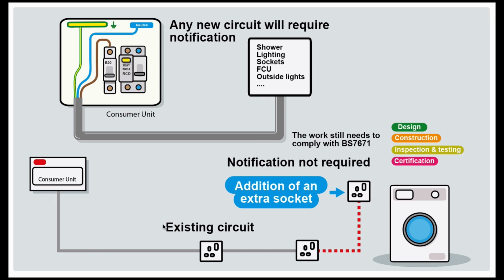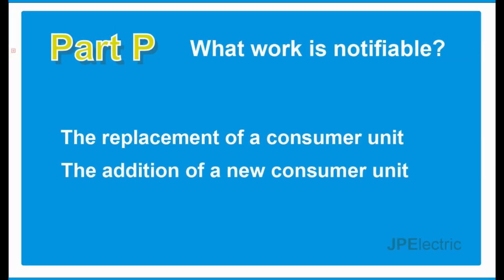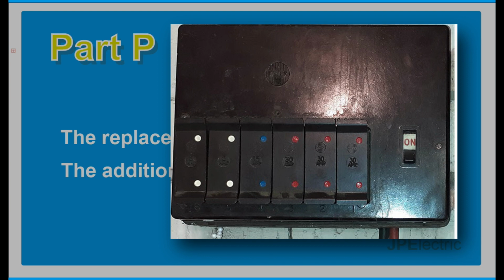For example, we had this circuit already installed. We wanted to run another socket so we could power this washing machine. This additional socket would not need to be notified, but you've still got to work to BS7671, so you've got to follow all the design guides. Can the circuit take the extra load? Has it been constructed correctly? Has it been inspected and tested? And has it been certified? Not notified, certified. You still have to give an electrical installation certificate or a minor work certificate. It just doesn't need to be notified if it's an addition or an alteration to an existing circuit. If you replace a consumer unit or add additional consumer units, that work is notifiable.